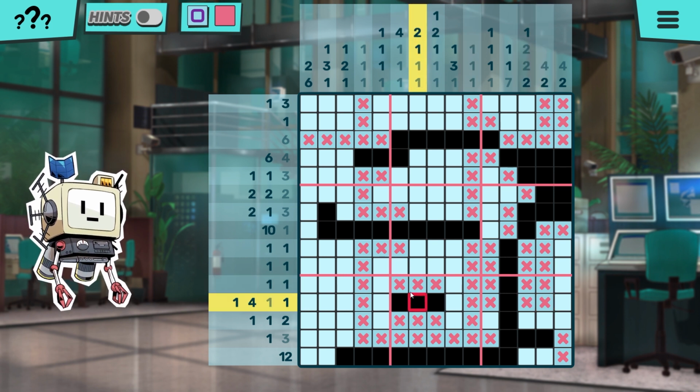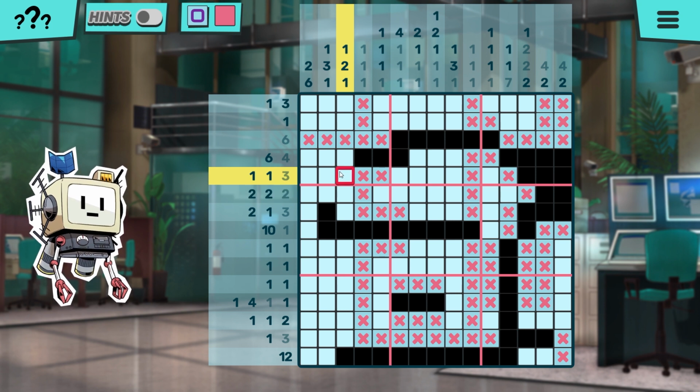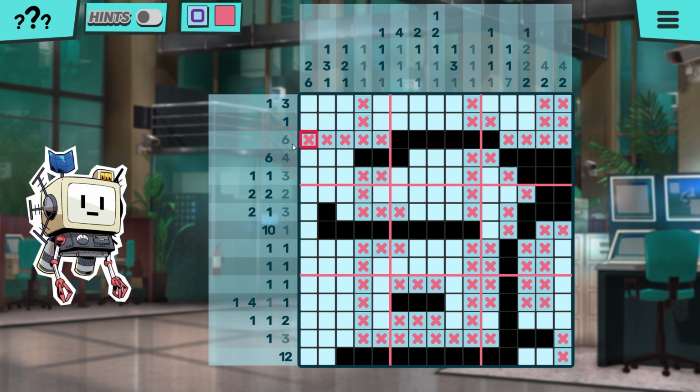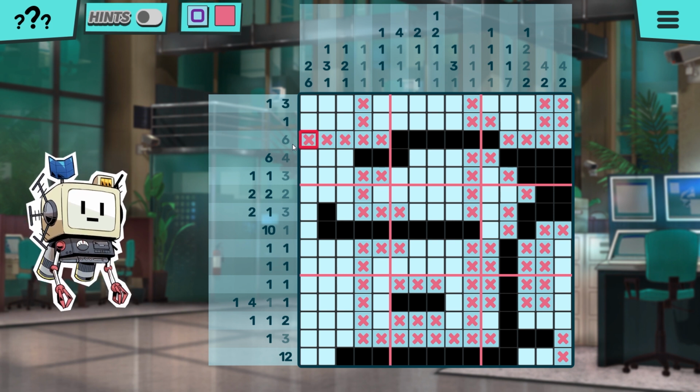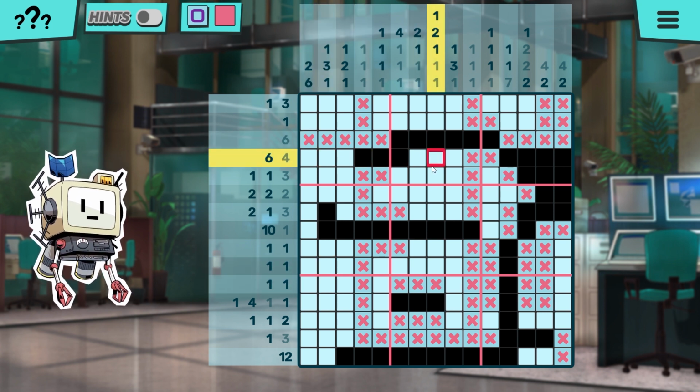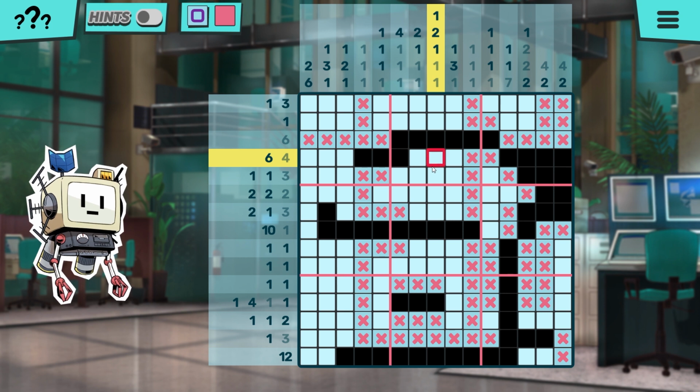Let's see. The lone 6 row is complete. This one? We already did that. Oh, is there a 1, 6? Wait a minute. Yeah, I don't know what they're saying. Unless it was just the 6, but we already finished that one.